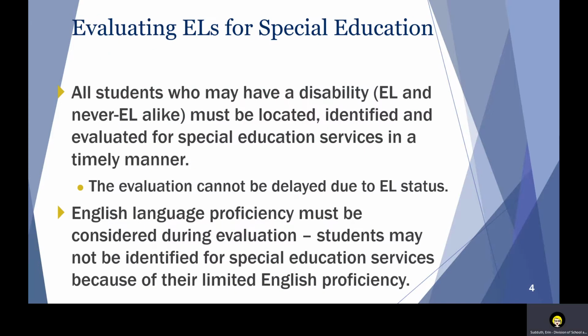All students who may have a disability, EL and never EL alike, must be located, identified, and evaluated for special education services in a timely manner. The evaluation cannot be delayed due to EL status. English language proficiency must be considered during the evaluation. Students may not be identified for special education services because of their limited English proficiency. Title VI is violated if an EL is misassigned to special education because of their lack of English skills.